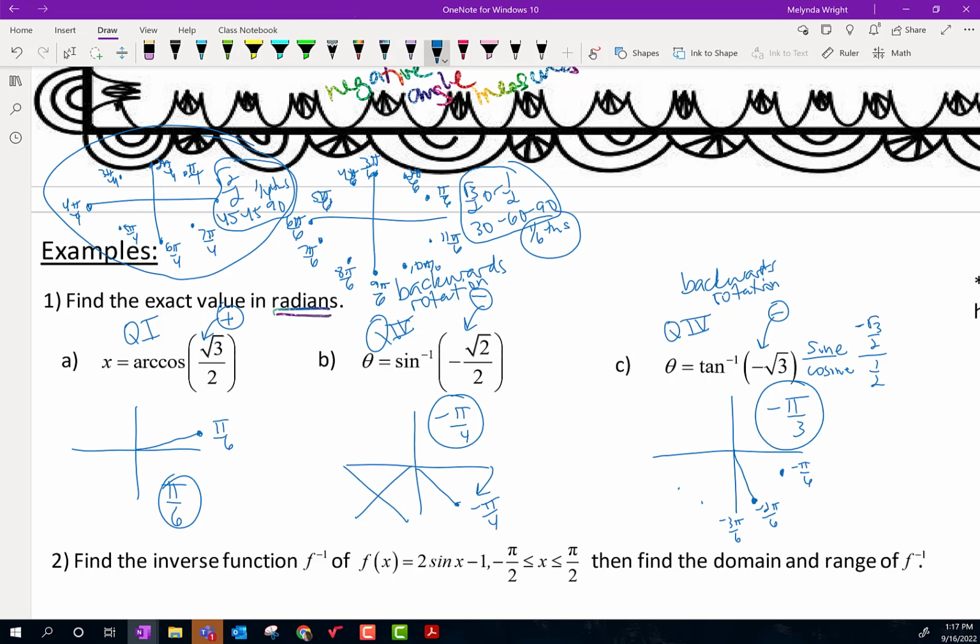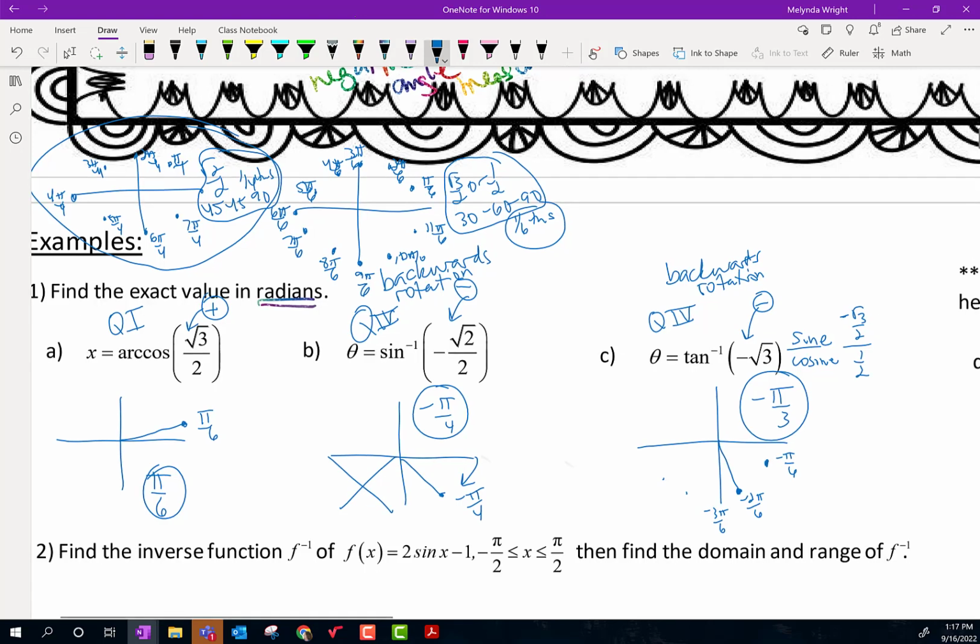Yes, ma'am. I know how you got it if it was a 30, 60, 90 or 45, 45, 90, but how would you know, before graphing, which points would be cosine and which one would be sine?